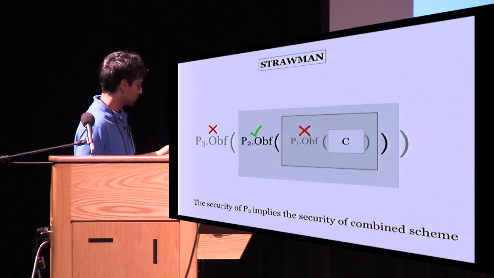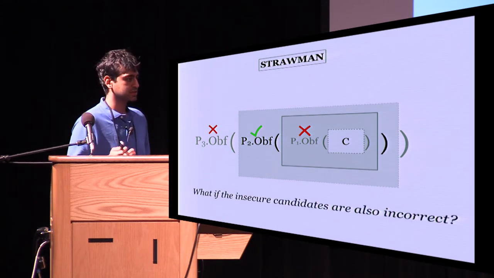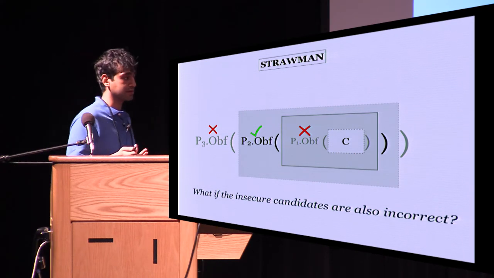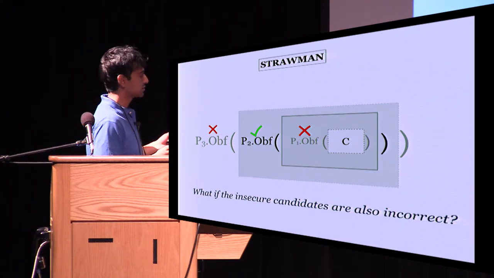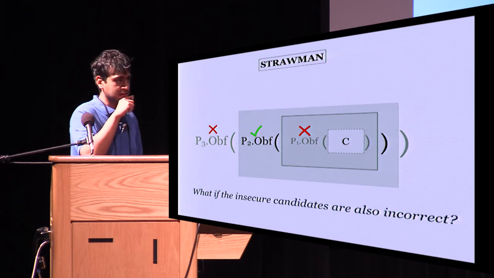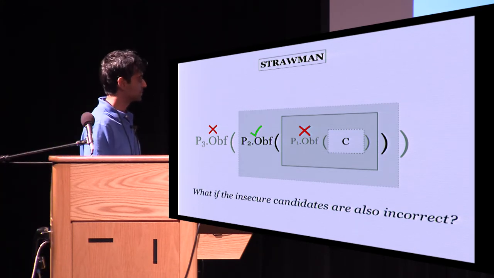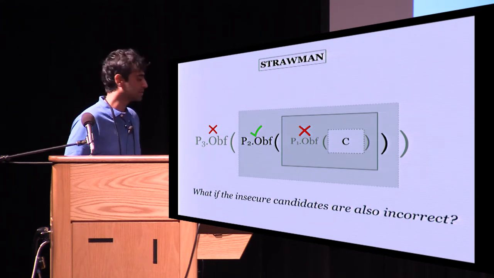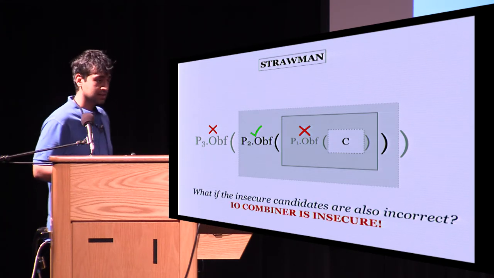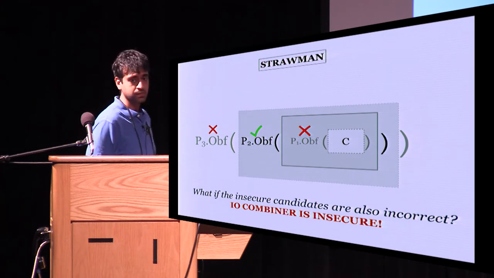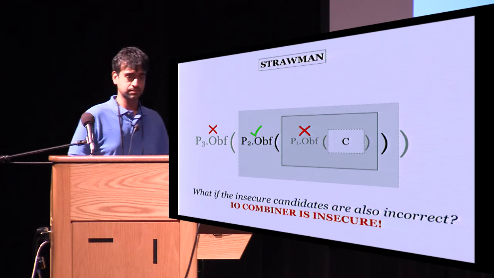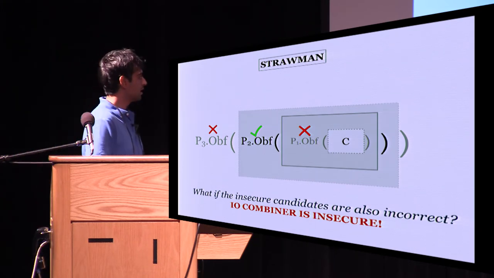So the next natural question to ask is, what if the insecure candidates are incorrect, whether this will work or not? At first, you might think, what is the connection between correctness and security? It should still be secure, right? And the answer turns out to be that the IO combiner is, in fact, insecure. Let's see why.